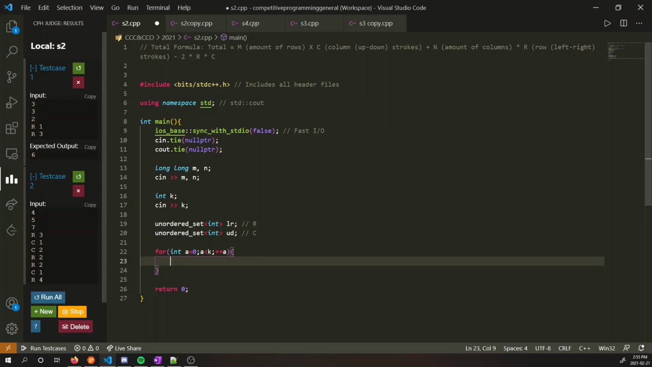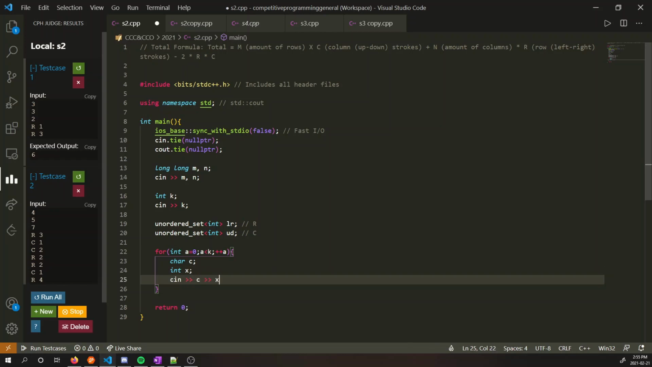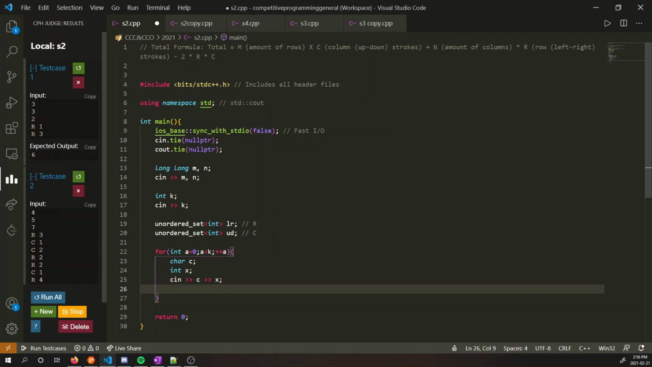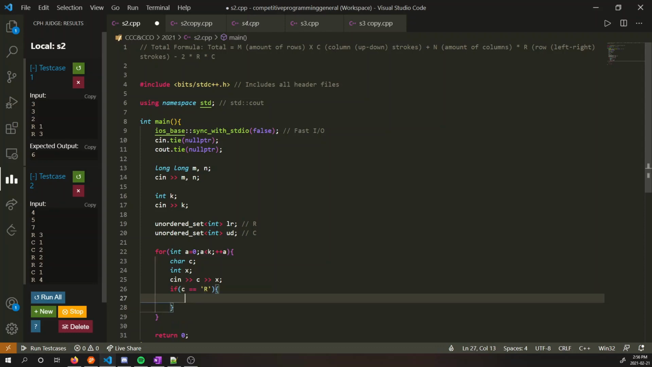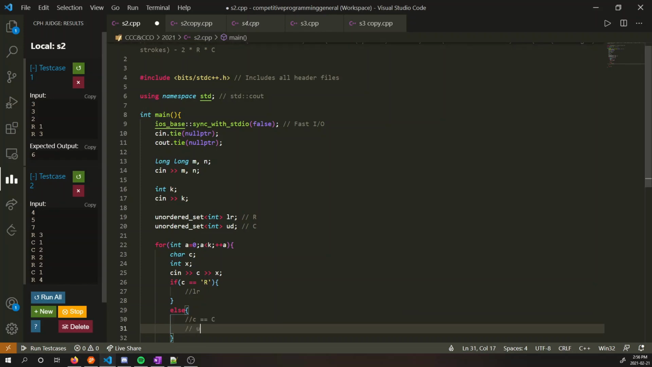Now for each one of these strokes, there are 2 inputs. There is a char character c that determines what type of stroke it is, and an integer x, which is what row or column respectively it is. And we're going to get the input for this. And now there will be 2 cases. The first case is if c is equal to a row stroke, which is also a left-right stroke. And there's else, which is c equal to a column stroke, which is actually just an up-down stroke.